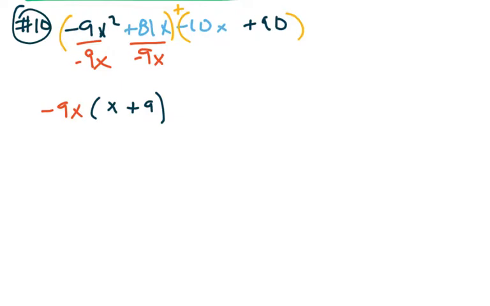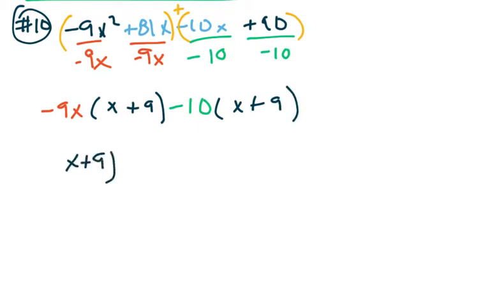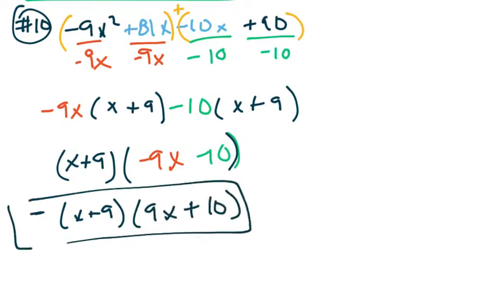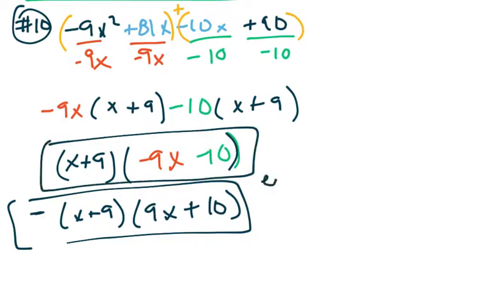Taking a look at our next piece, a negative 10 can come out of both of those. And then you're left with an x plus 9, which means the x plus 9 is out front, and our leftovers are negative 9x minus 10. The answer key may in fact have a negative way out front, x plus 9, 9x plus 10. So either is fine. It's just those negatives that they'll sometimes weave into there, make it feel like it's a different answer, but it's not. Alright.